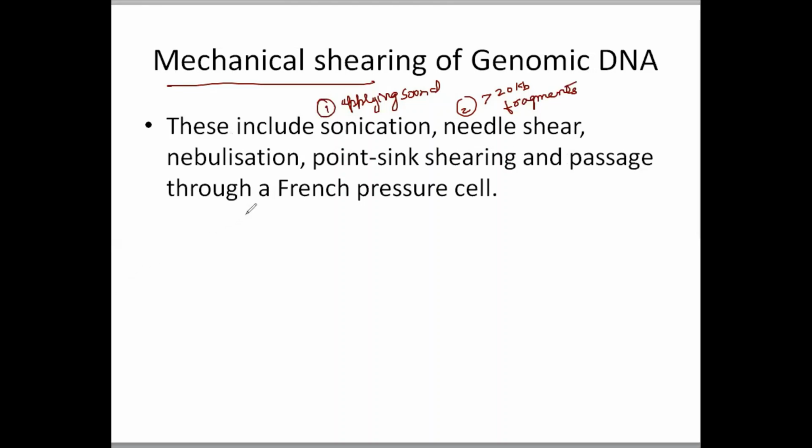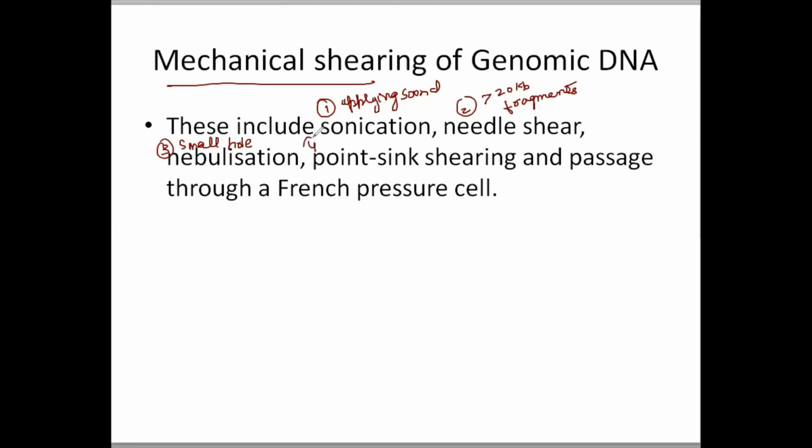Now you have another method, that is nebulization. Here a fine mist is created. How do you create a fine mist? The DNA solution is forced to move through a small hole in the nebulizer. When it moves through the small hole, the DNA fragments are created, and this is how you generate fragments.